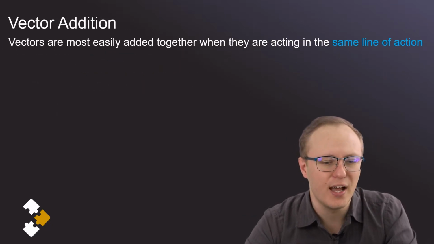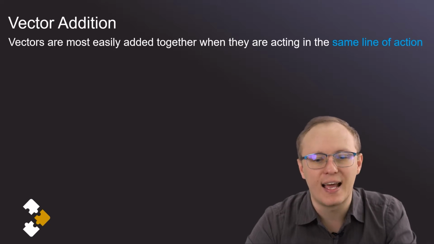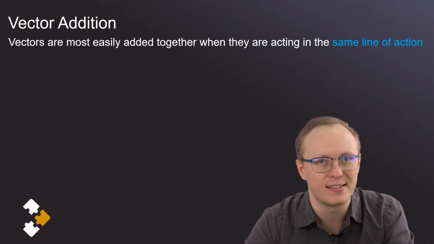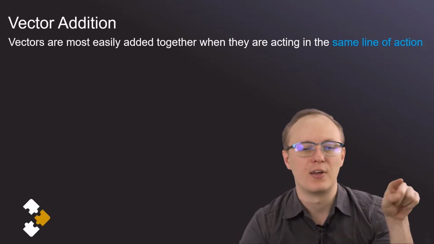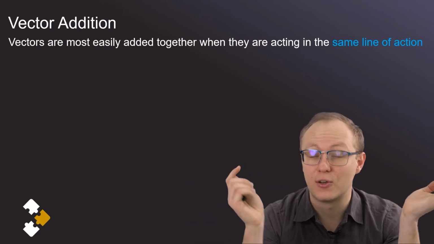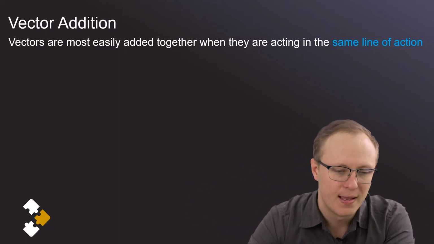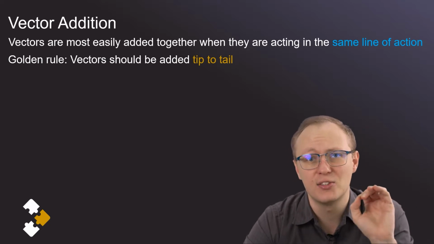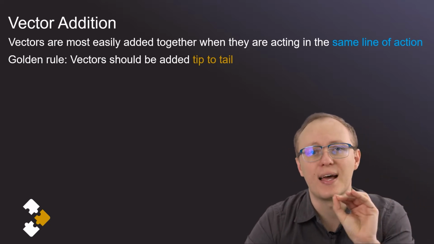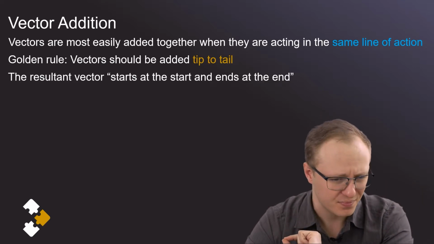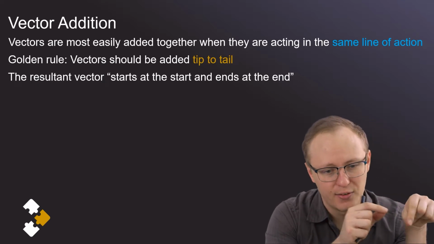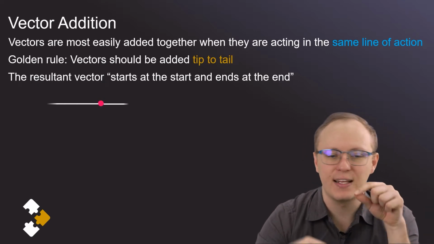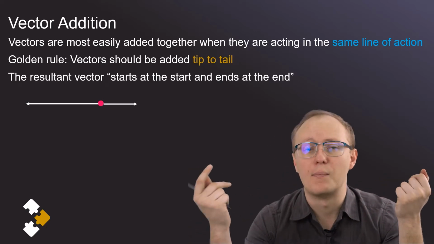Right, so let's talk about vector addition. Now, vectors are most easily added together when they are acting in the same line of action. So same line of action means that they're going to be in the same straight line, but they don't necessarily have to point in the same direction. Now, the golden rule for adding vectors together is that vectors should be added tip to tail. Right. Now, the resultant vector starts at the start, so at the tail of the first vector, and then ends at the tip of the second vector.